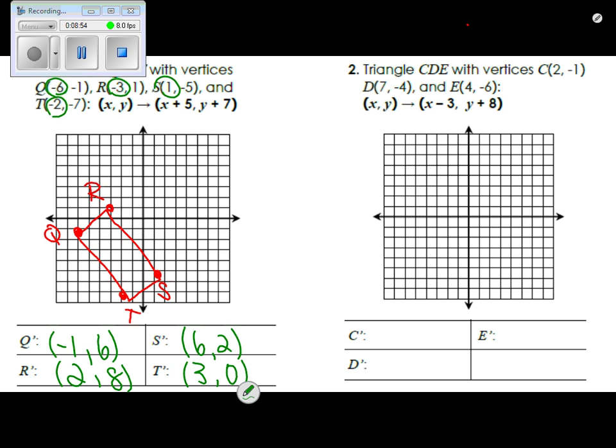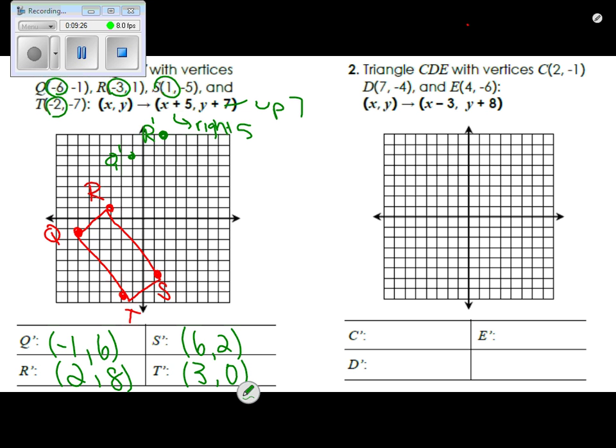If you have the picture, you can just count them. So +5 means right 5. +7 means up 7. And just do it. Right, 1, 2, 3, 4, 5. Up 1, 2, 3, 4, 5, 6, 7. That was my R. So when I label it, I do R with the little prime symbol. 1, 2, 3, 4, 5. 1, 2, 3, 4, 5, 6, 7. Q with my little prime symbol.